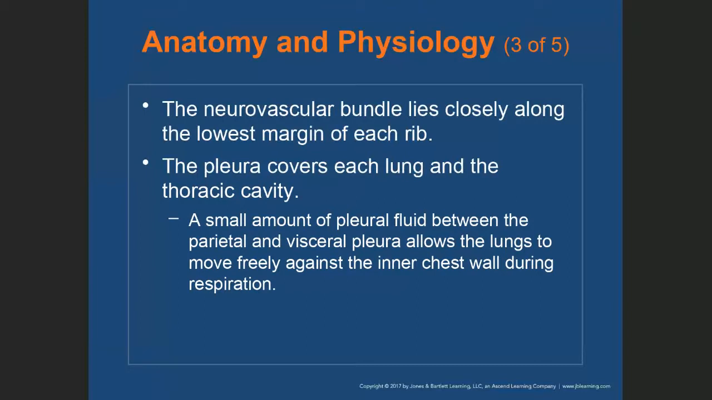Neurovascular bundle lies closely along the lowest margin of each rib. The pleura covers each lung and the thoracic cavity. A small amount of pleural fluid between the parietal and visceral pleura allows the lungs to move freely against the inner chest wall during respiration. So just below the margin of the rib, you have neurovascular bundle, blood vessels and nerves that supply that area.